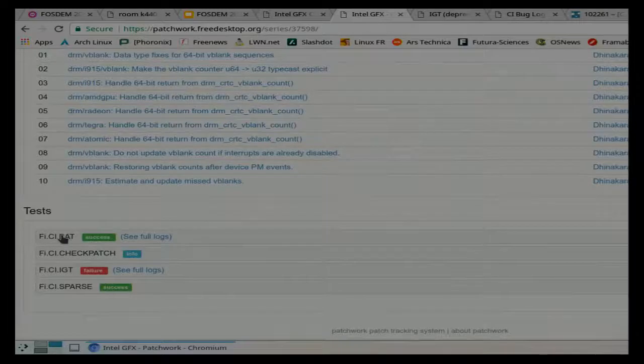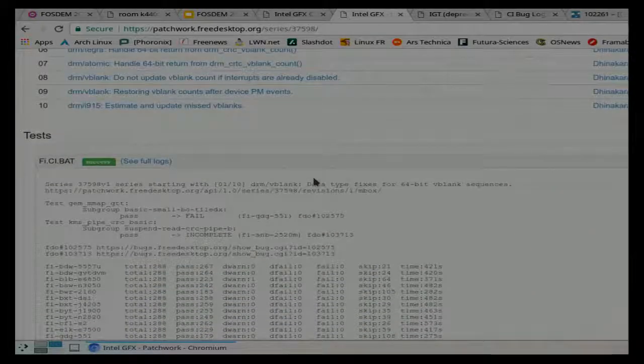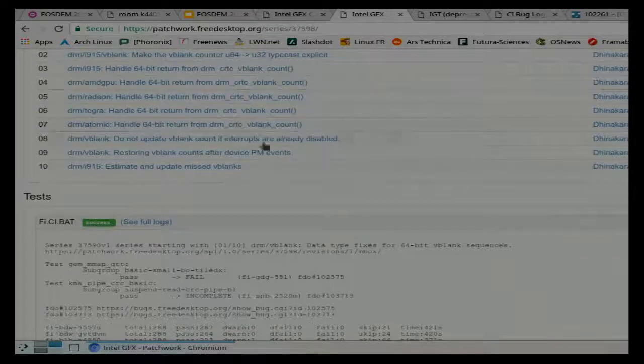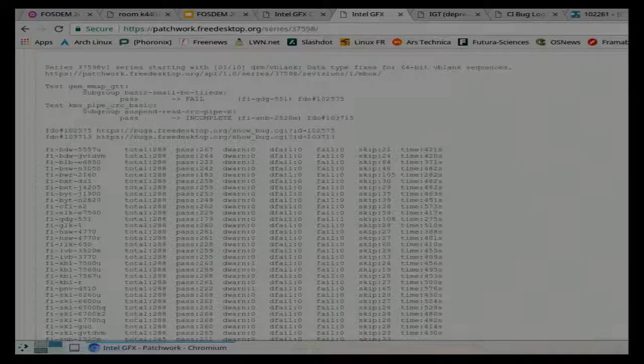So you get a lot of different results. The first one is Fi-CI-BAT, so that's the basic acceptance test, the fast feedback. You can see here that there are 2 problems: one pass to a fail and a pass to an incomplete. But these were potentially not due to this patch series because we have a bug associated with this particular entry on this particular machine. We're going to go into that a bit later. So basically no changes, so no worries.